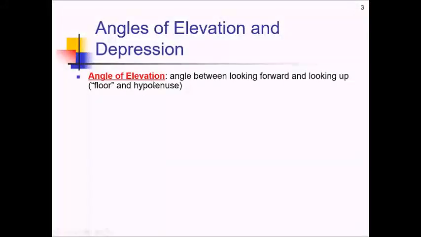So an angle of elevation is the angle between looking forward and looking up at something. So, for example, in this picture, the angle of elevation is the angle between looking at the top of the tree and just looking straight forward. So you can think of this as the angle between the floor and the hypotenuse.